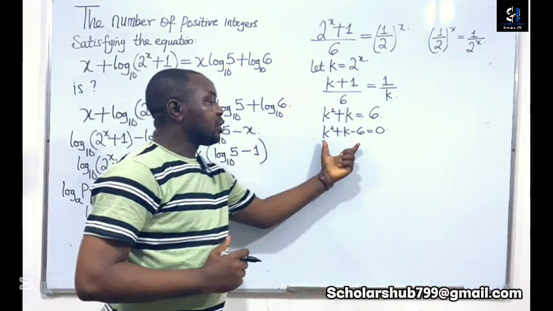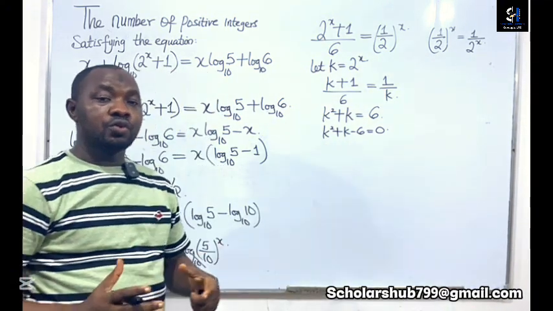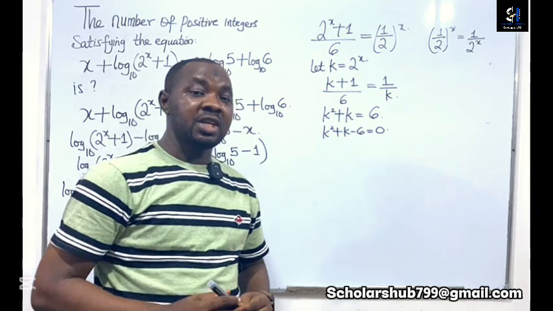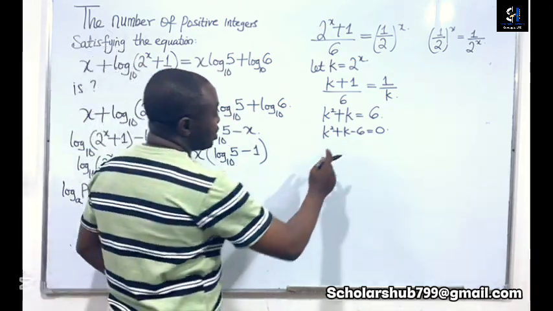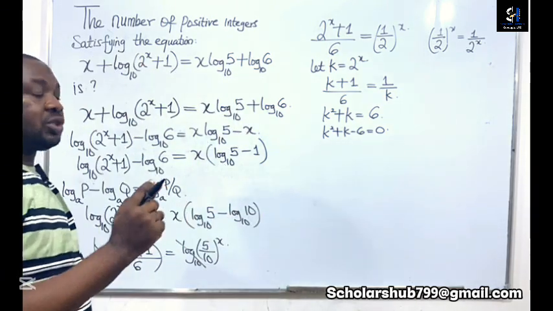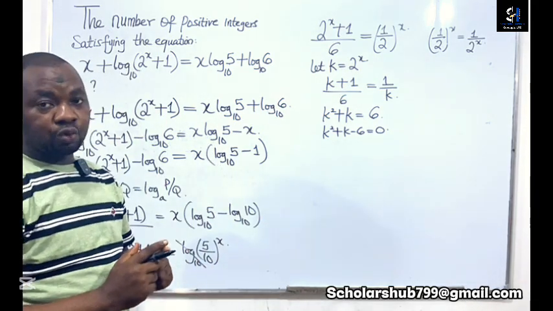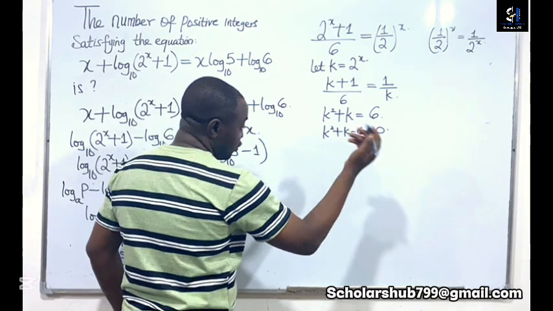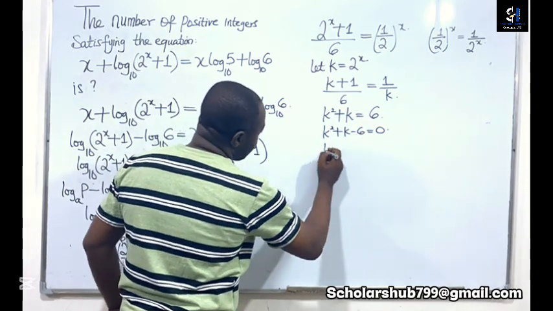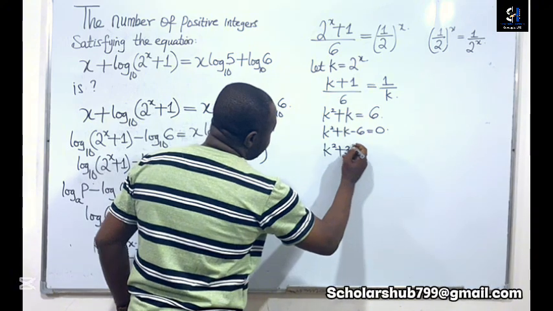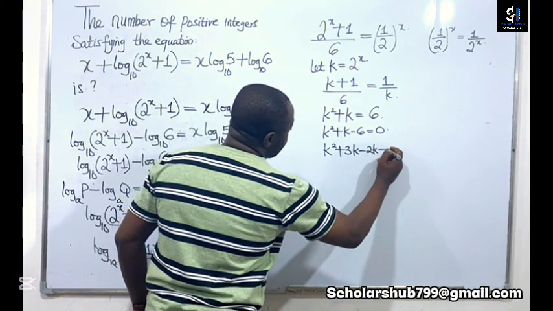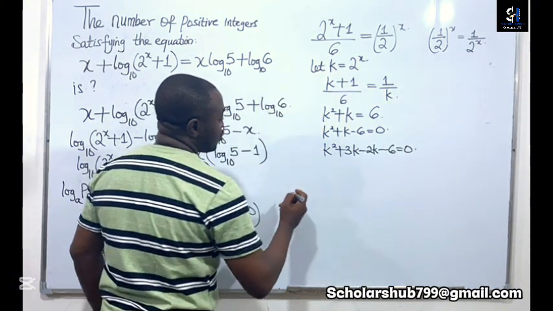To solve this quadratic equation, I'm going to use the method of factorization by splitting the middle term. The two numbers that multiply to minus 6 and add to plus 1 are plus 3 and minus 2. So this will be k squared plus 3k minus 2k minus 6 equals 0.